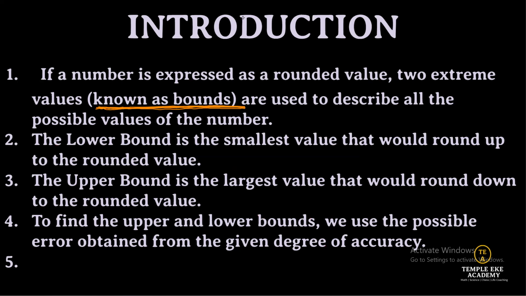Now, the lower bound is the smallest value that would round up to the rounded or the estimated value. Another word for the rounded value is the estimated value. So the lower bound is the smallest value that would round up to that estimated or rounded value. Now we're going to see how to find it in this video. The upper bound is the largest value that would round down to this rounded or estimated value. The largest value that would round down, that is the upper bound.